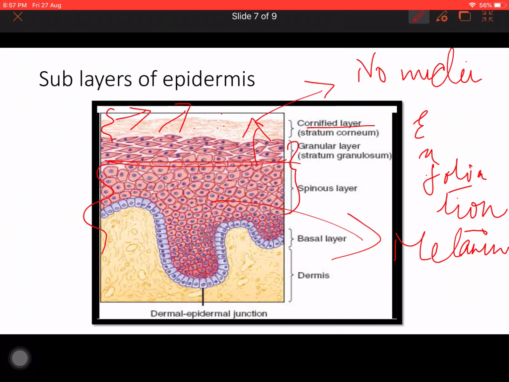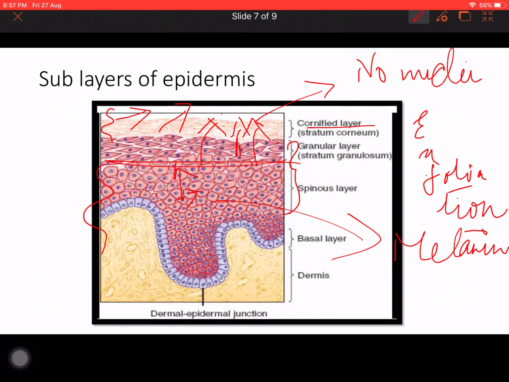This layer is the innermost layer. Here the cells keep actively dividing to produce new cells, which shift outwards to the granular layer. Then the granular layer cells shift outward to form the cornified layer. This is a gradual process, and the cells keep dividing to form new cells, where the worn out cells are replaced by the new cells formed in the innermost layer.